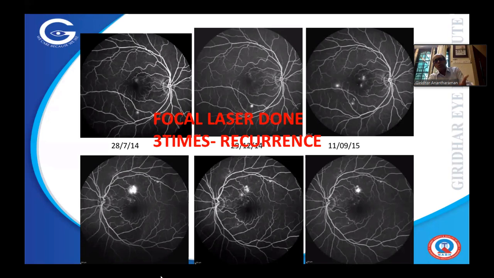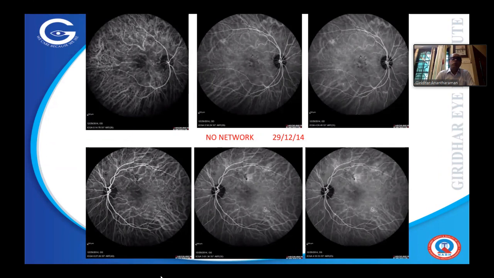Therefore, this is just to show you that some of these patients have got a recurrent disease. Personally, I feel there is no harm in giving mild laser, especially if the area you're treating is a little far away from the fovea. At this point of time, when the patient came with a recurrent disease, I finally did an ICG angiogram. The reason why I did an ICG angiogram is two reasons.